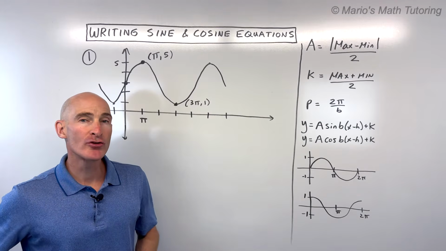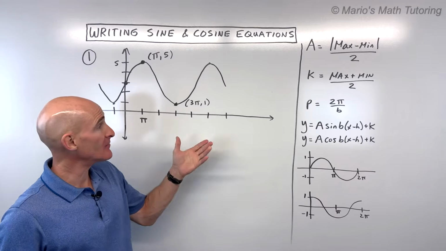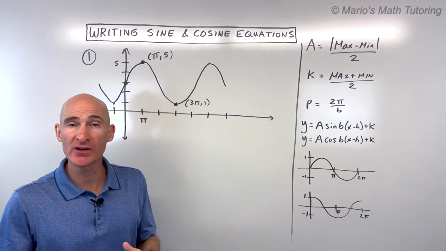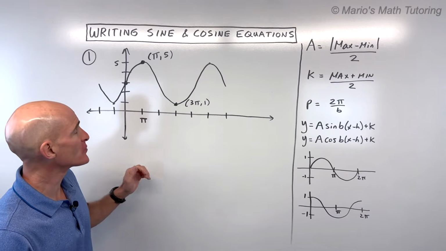In this video, you're going to learn how to write the equation for a sine or cosine function given the graph. And we're going to go through 4 examples together. I'm going to show you how to work through these, and you can pause and practice some of these on your own if you want. But let's jump into the first example.